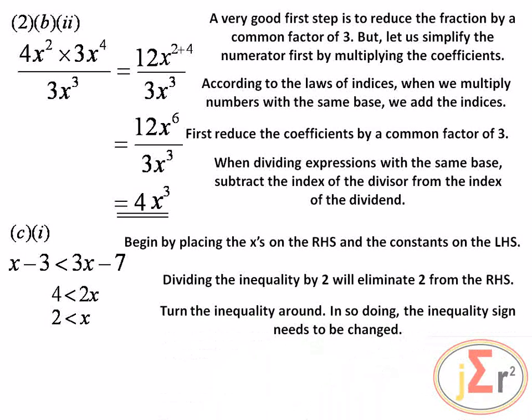We need to turn the inequality around. It is always good to have that x, which is our proposed subject, on the left hand side. In so doing, the inequality sign needs to be changed also. And that is a simple logical reasoning. As we always say, if my brother is younger than I am, then I am older than my brother. So x is greater than 2.